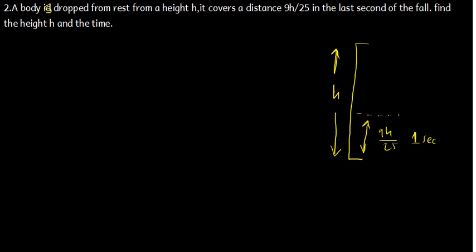So now, what is the height that it has already fallen? And how do we find that? It is just by saying h minus 9h over 25. So this is also over 1. So this is going to give us 25h minus 9h over 25. And that is 16h over 25. So that is the height that it has already fallen.